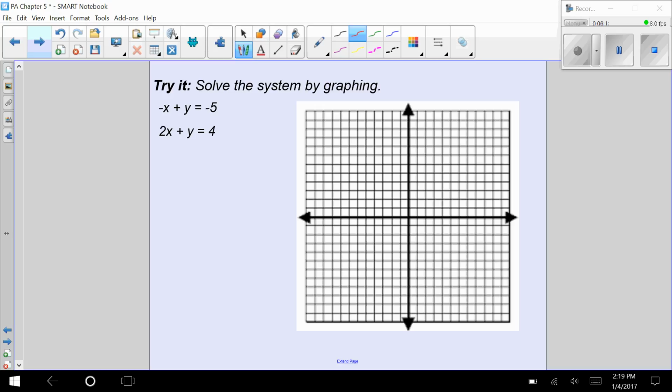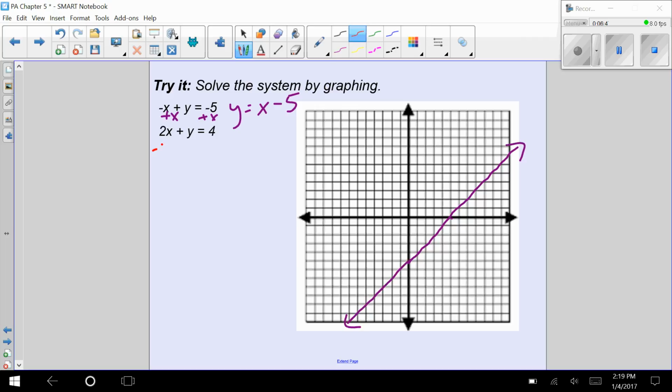Try this one. Negative x plus y equals negative 5, and 2x plus y equals 4. All right, to do this one, we need to rewrite the equation. We add x to both sides of the top equation, and we get y equals x minus 5. Start our graph at negative 5, and our slope is rise 1, run 1. Nice, careful graph there.